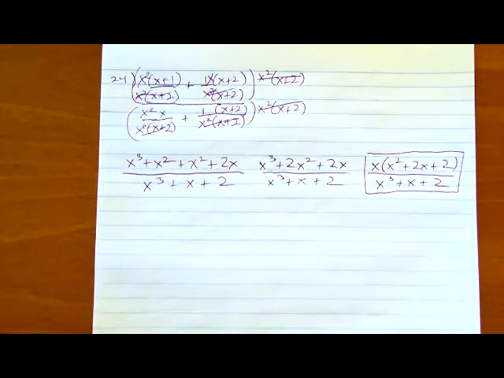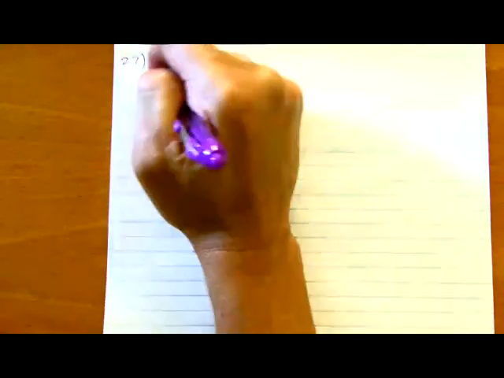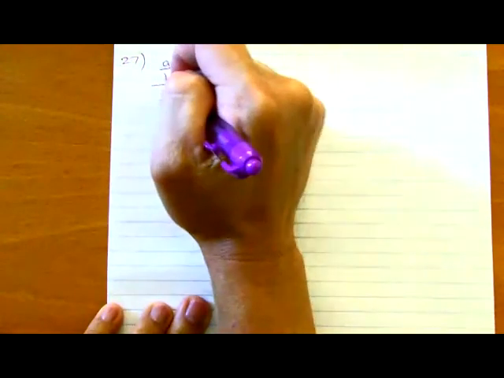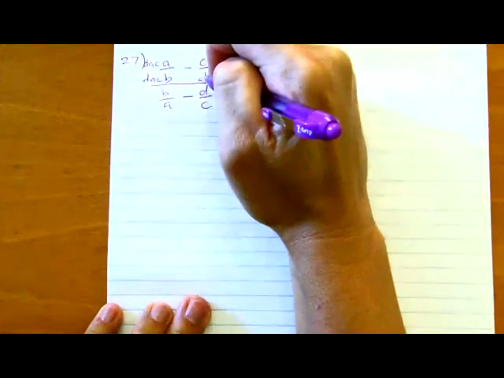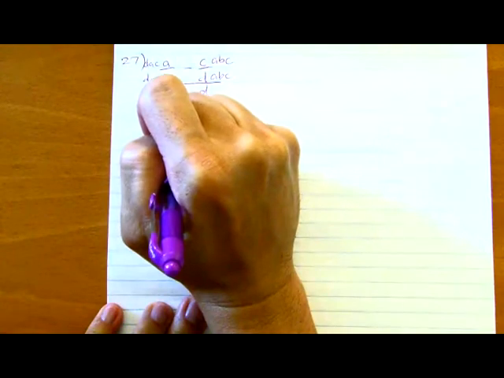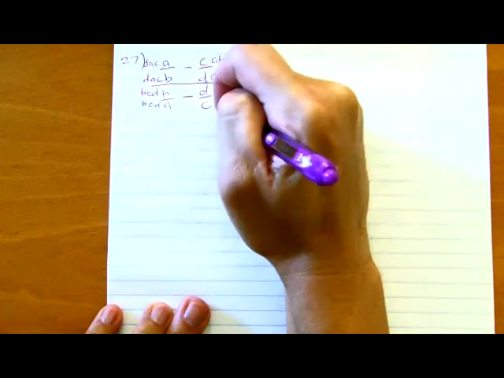Number 27. 27 says a over b minus c over d over b over a minus d over c. This b is missing a d, an a, and a c to the top and bottom. This denominator is missing the a, b, and c to the top and bottom. This denominator is missing the factors b, c, and d. This denominator is missing a, b, and d.